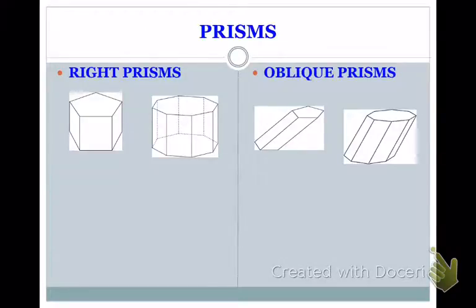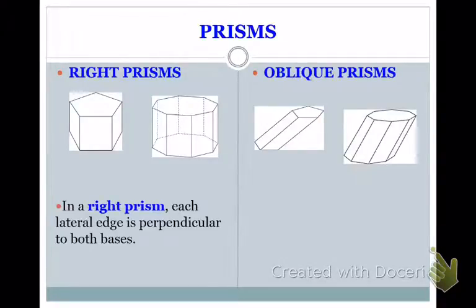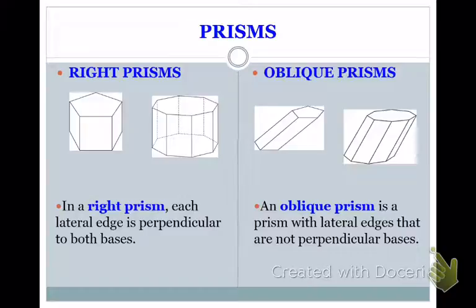Right prisms. In a right prism, each lateral edge is perpendicular to both bases. An oblique prism is a prism with lateral edges that are not perpendicular to the bases.